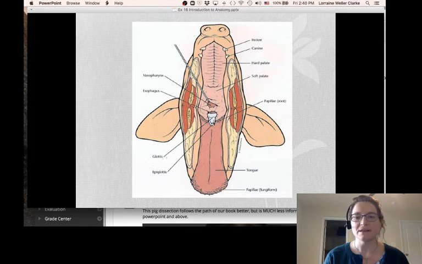The glottis, the epiglottis, and then you can see the teeth as well. The tongue, the papilla, that's the taste buds. Just so you have an idea. So the glottis and epiglottis goes into the lungs, and then this goes into the stomach. Okay, so just so you know all the pieces here.